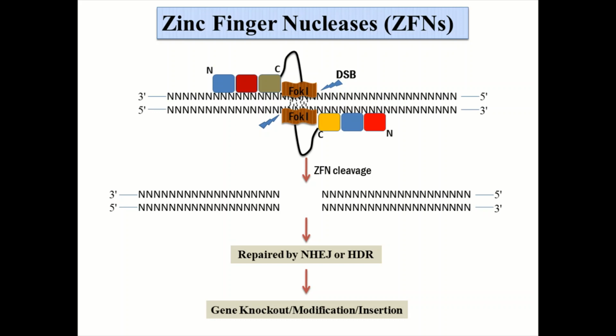Zinc finger nucleases, once bound to the targeted loci, dimerize in the cell, and this induces FokI nuclease to create a double-stranded break. This activates the cell repair process as discussed in the previous slide, and this results in gene knockout, mutation, and insertion of a DNA fragment in the genome.